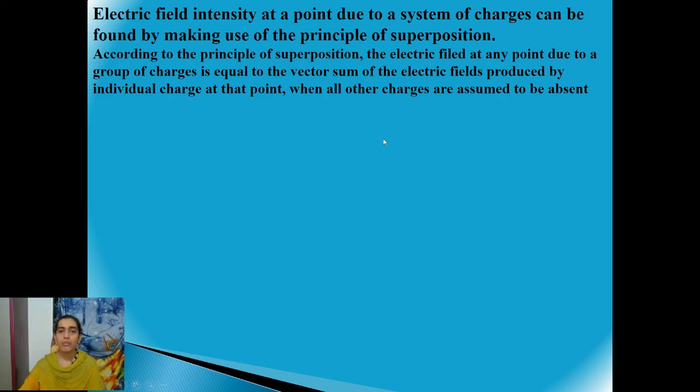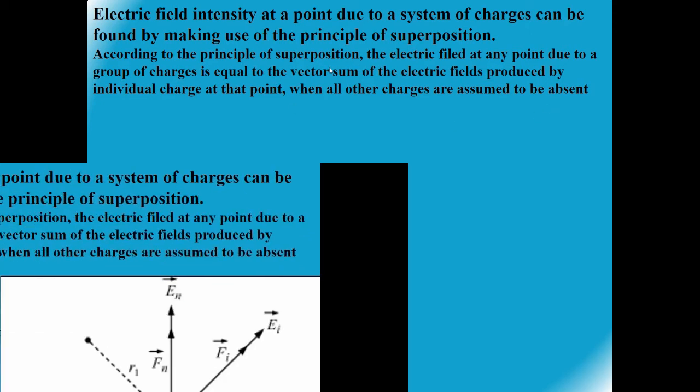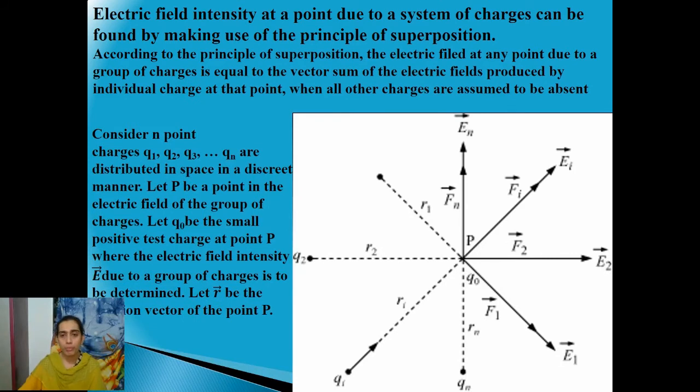According to the principle of superposition, the electric field at any point due to a group of charges is equal to the vector sum of the electric fields produced by the individual charges at that point when all other charges are assumed to be absent. Okay, this is how to make use of the principle of superposition to determine electric field intensity. Let's have a look at it.